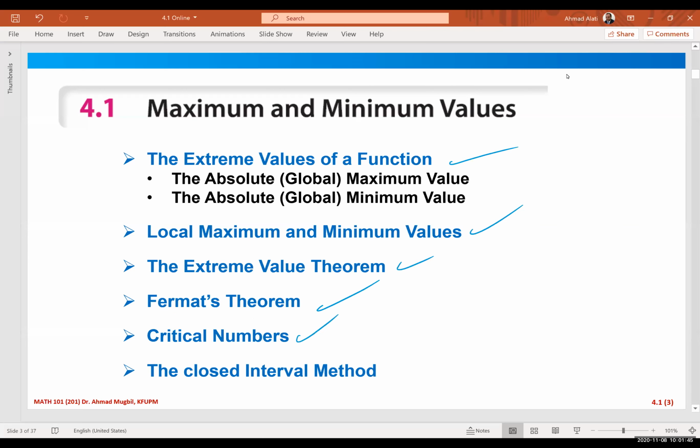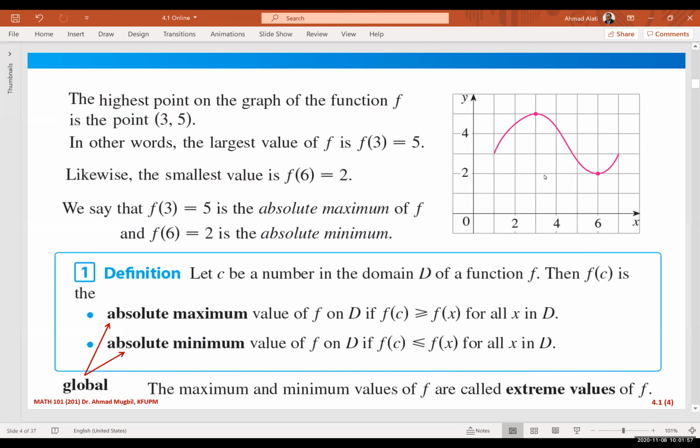We've done all of this. What is remaining is just the last part of this section. But let's do a quick review for this section. So we have defined the absolute maximum and the absolute minimum value of a function. The absolute maximum is the largest or the highest point on the graph, and the absolute minimum is the smallest value, the lowest point on the graph.